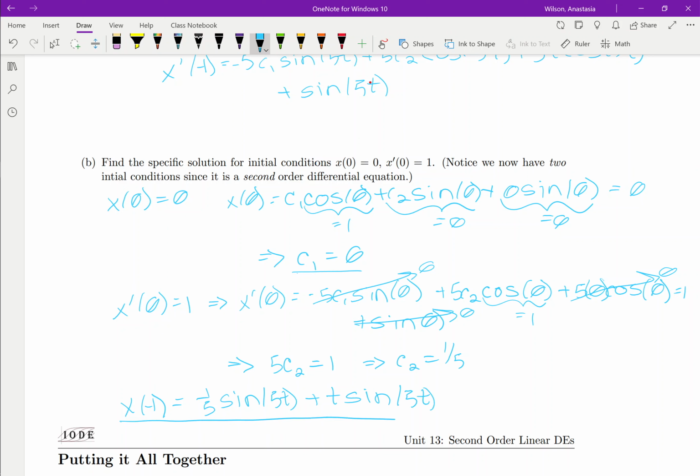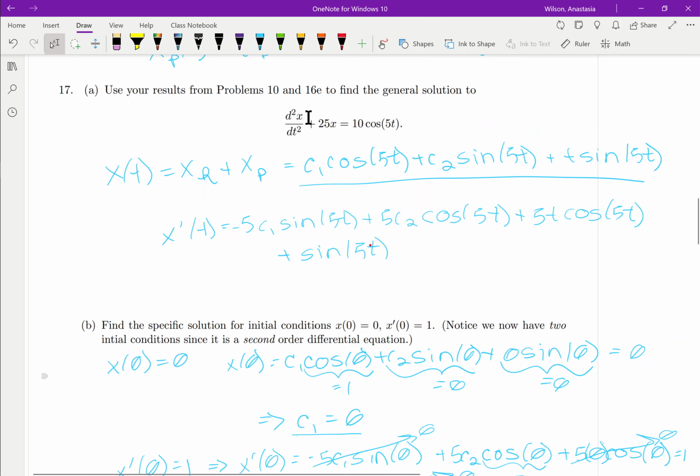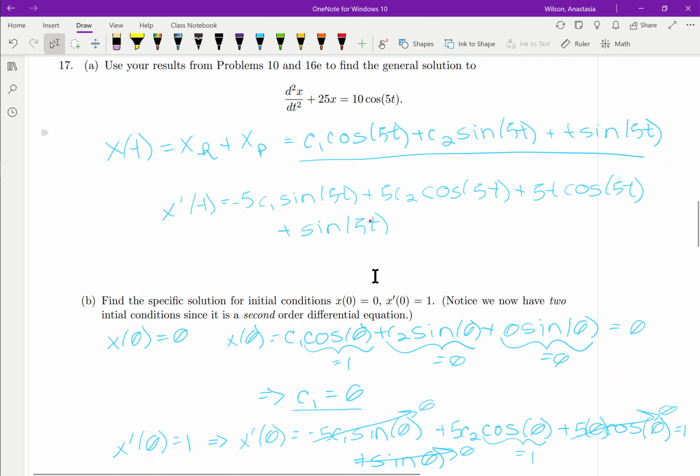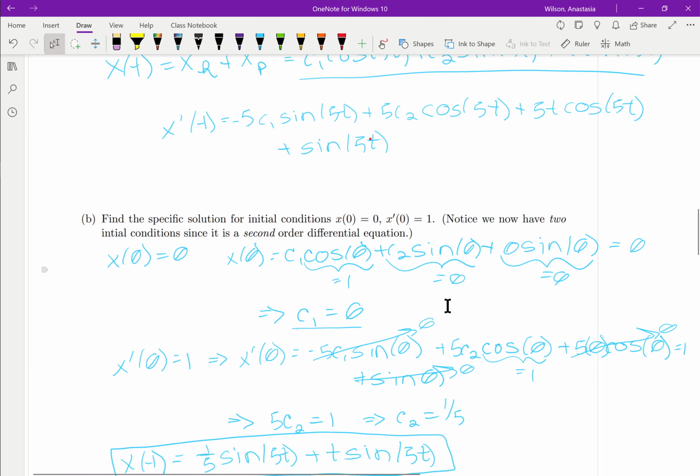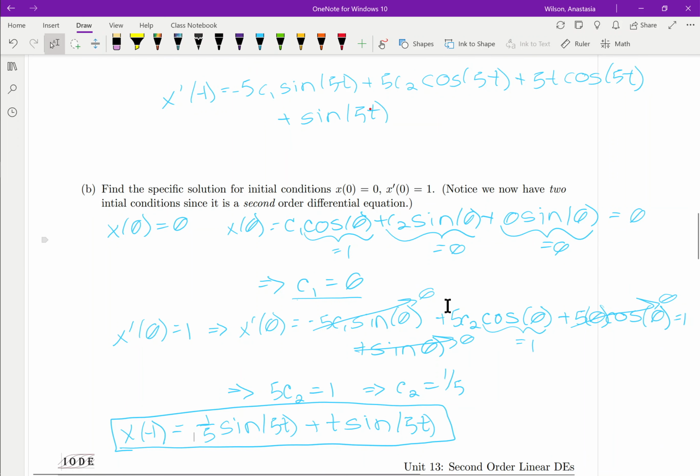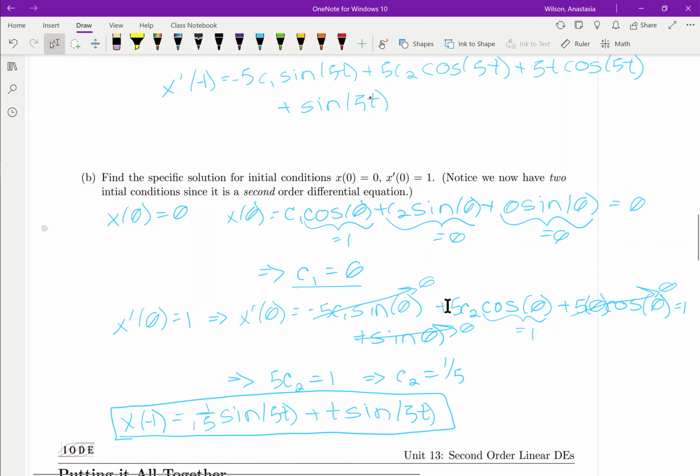And there is the complete solution that satisfies the differential equation d squared x over dt squared plus 25x equals 10 cosine of 5t with the initial conditions x of 0 equaling 0 and x prime of 0 equaling 1. And that is where we will stop with this video. I will finish out the last of this unit in the next video.